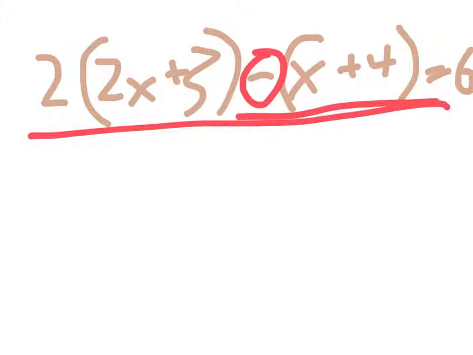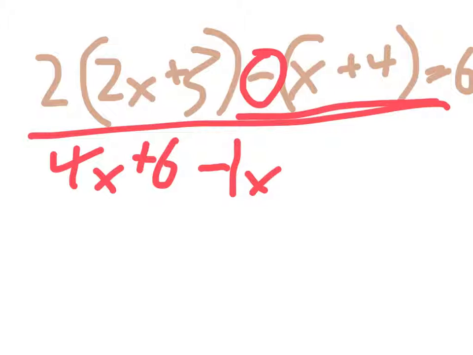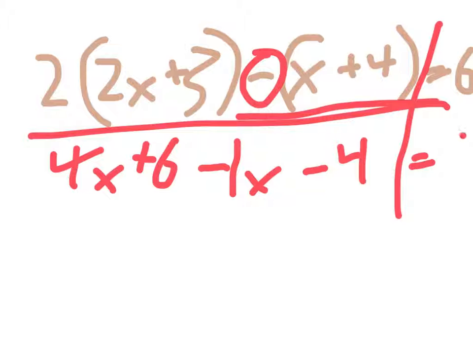Here we have the first layer. We're going to do 4x plus 6. And remember, that's a -1 that we did the distributive property with. So that's -1x minus 4 would equal 6.